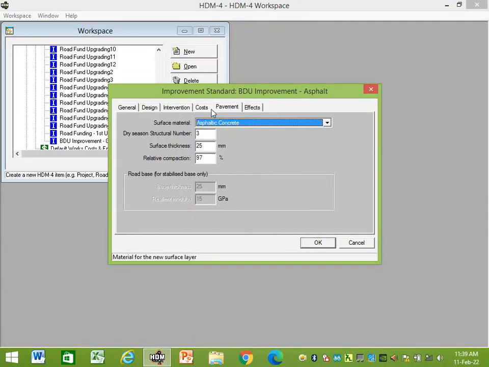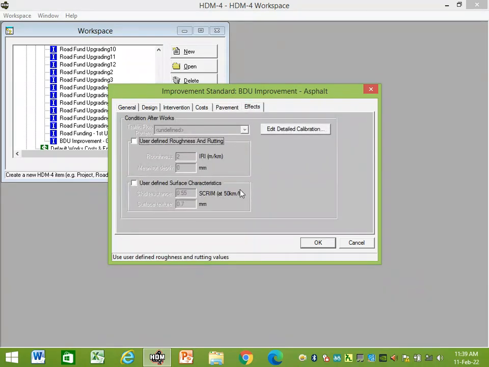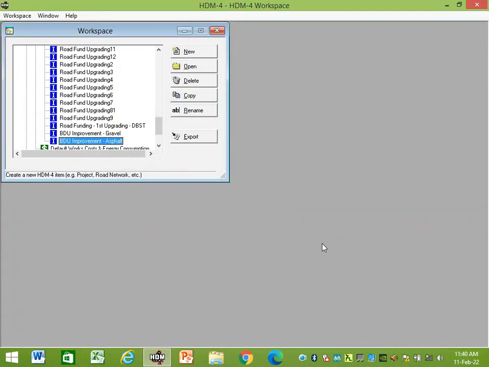Asphalt concrete. Pavement effect is okay. If you want to change the roughness, you can change it after opening this one, or leave it as it is if you are okay with that. If you want to change skid resistance, you can come in and change it, or leave it as it is. So this is the one you do, okay? So BDU improvement asphalt, BDU improvement gravel.